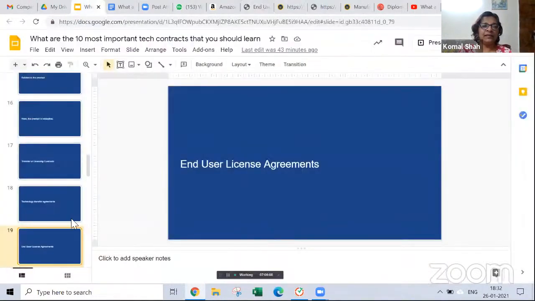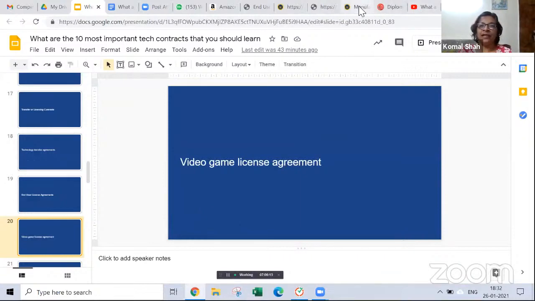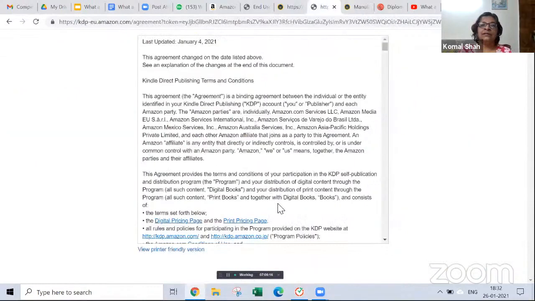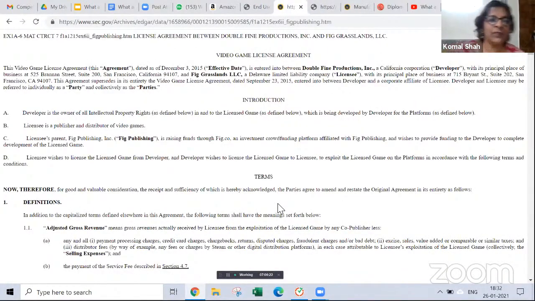So end user license agreement. Video game license agreement. I took out even that one. These are all available, if you just Google, there will be so many companies who have filed these kinds of agreements with the SEC, the Securities and Exchange Commission. And you will find the agreements there on the SEC website. It's just right there for you to see what kind of terms are there in the agreements, who are the people who are entering into the agreement. Okay, so here this agreement is entered into between a developer and a licensee. Okay, and then there are terms that are there for the agreement. This is a complete product related agreement, and like we said, it's a license for the product.